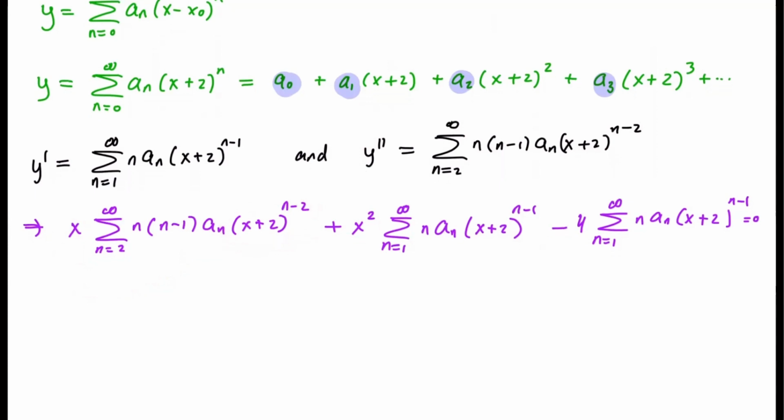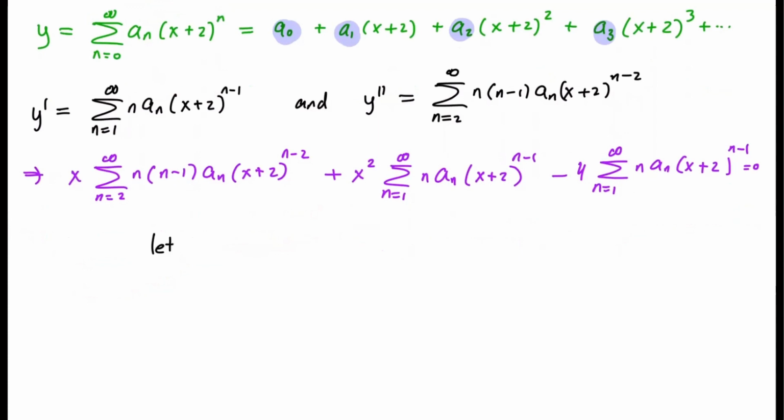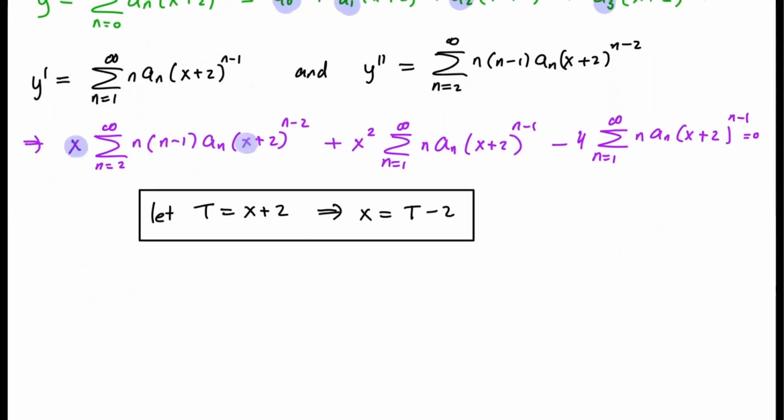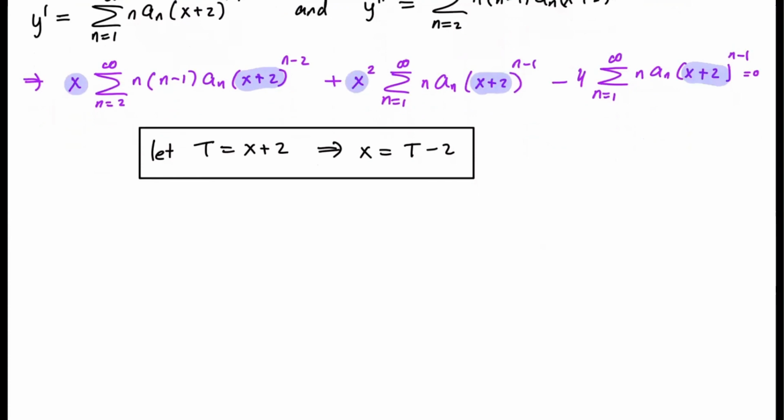So I'm going to go ahead and make the following substitution. Let t, introducing a different variable, replace x plus 2. So that means x is really t minus 2. So we're going to make this substitution before we proceed. So we're going to change all of these terms into the t variable. All right, so here's how it's going to look.